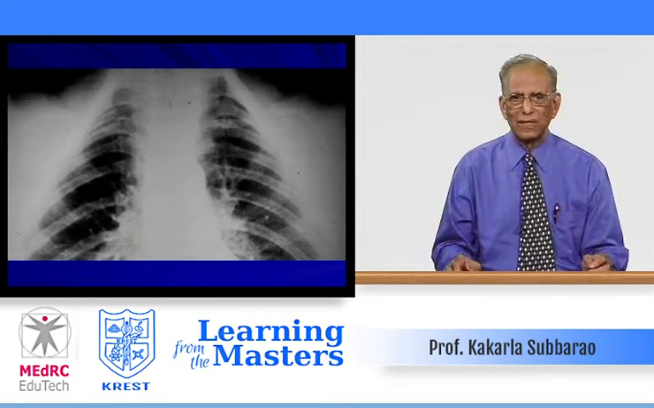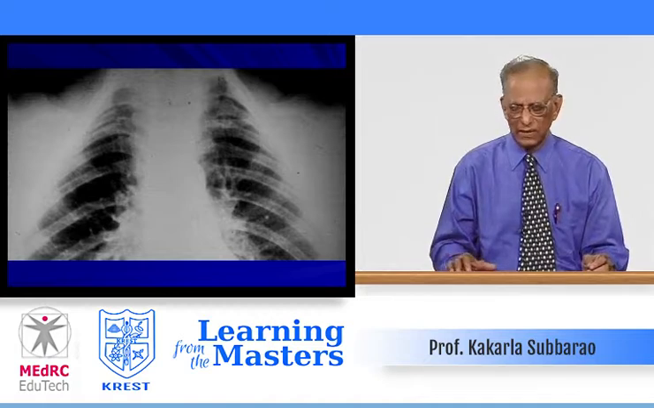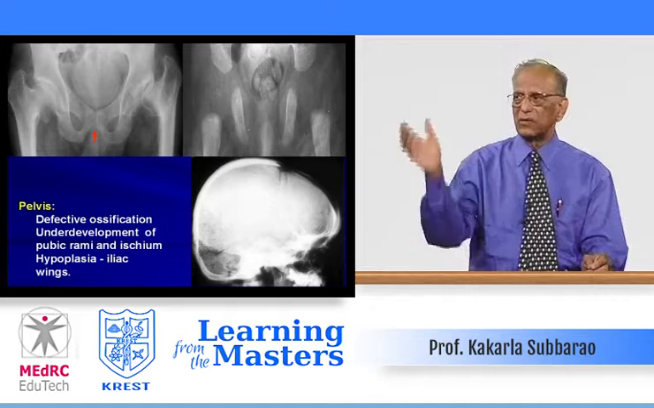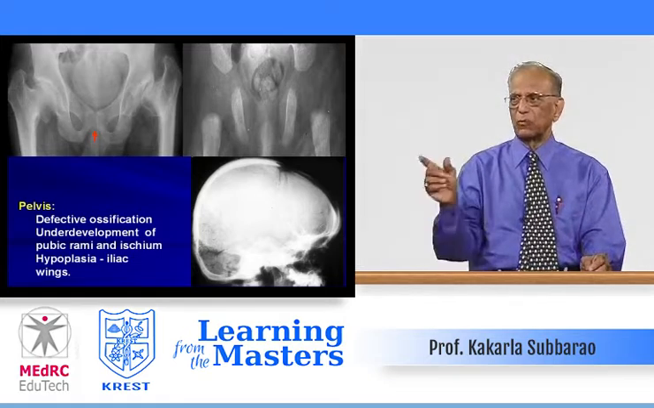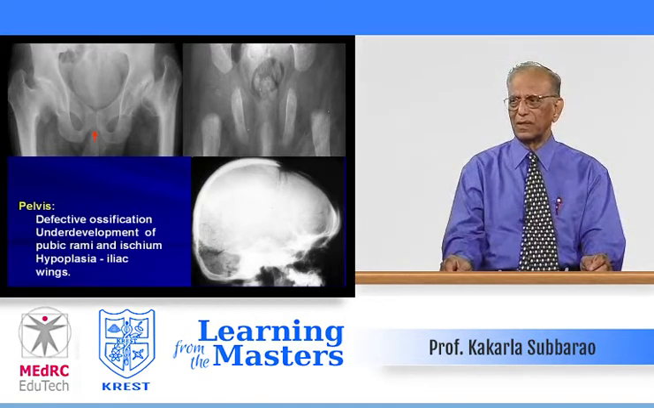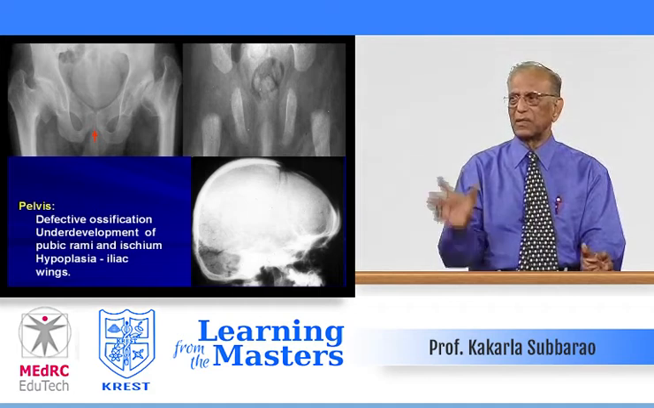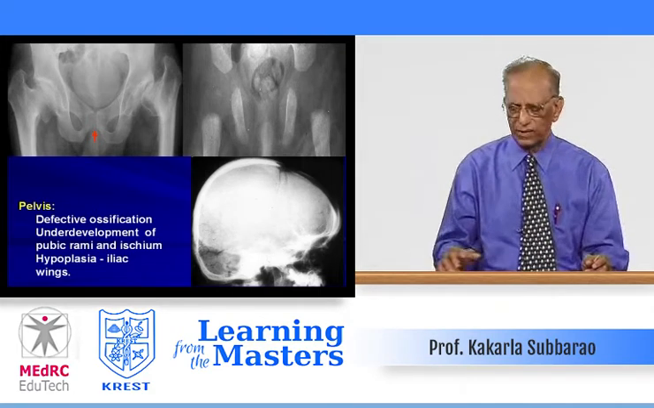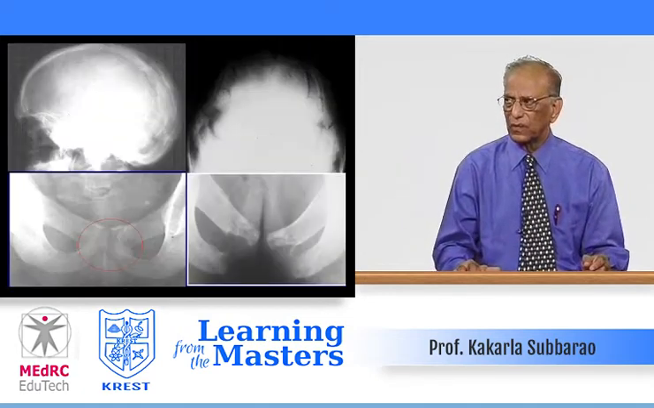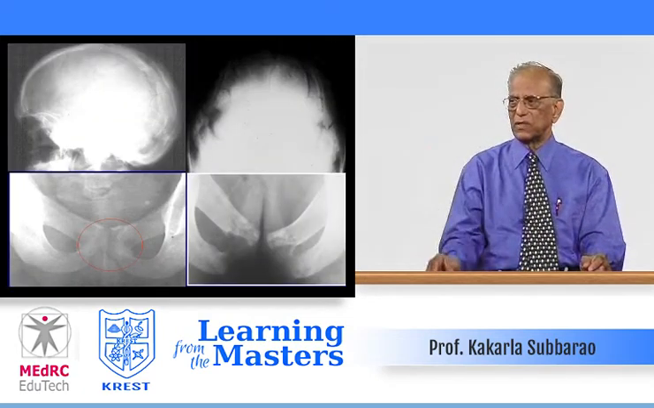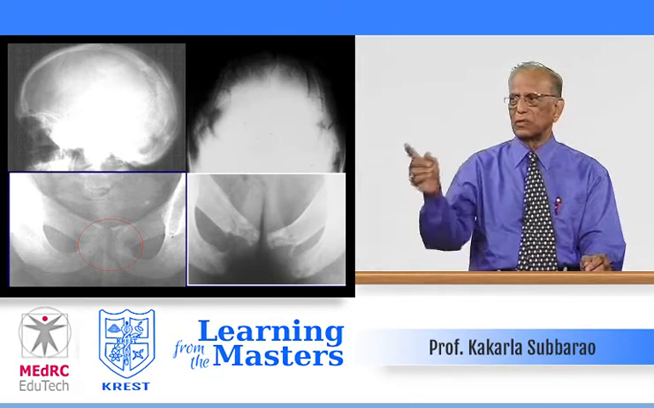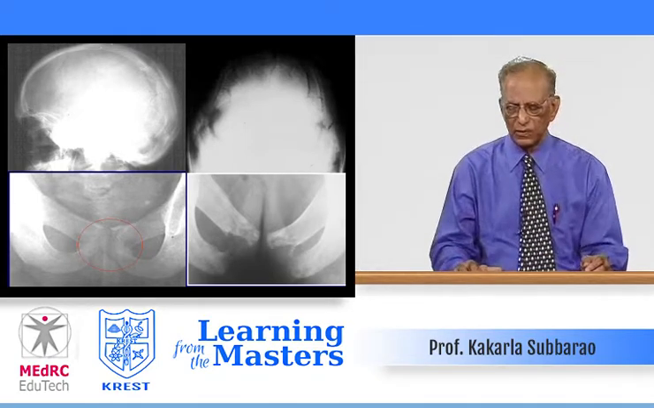Dysplastic clavicles, not completely absent but partial absence of the clavicles. And then pelvis, defective ossification, underdevelopment of pubic rami, look at the arrow, and ischial hypoplasia, iliac wings are laid up. Fontanelle, anterior fontanelle is wide. Again, pubic symphysis abnormalities, defective mineralization, wormian bones, both in the lateral as well as in the occipital views.